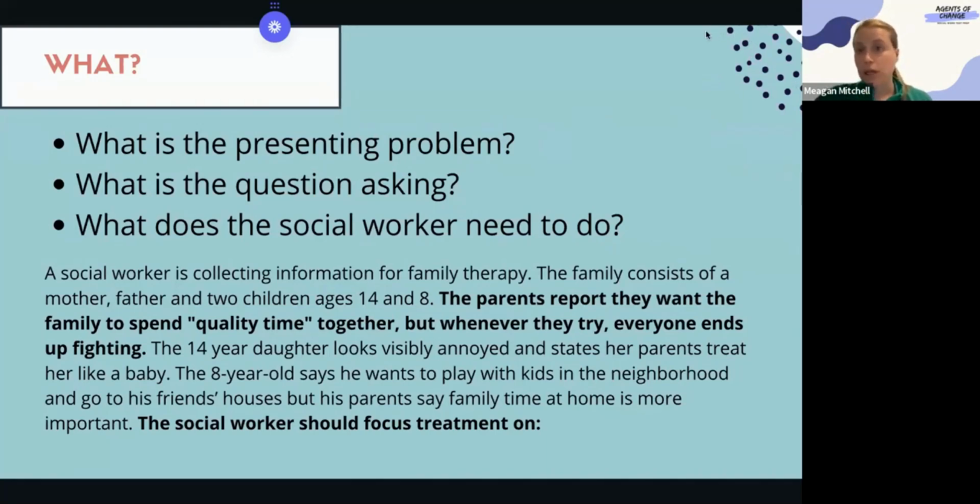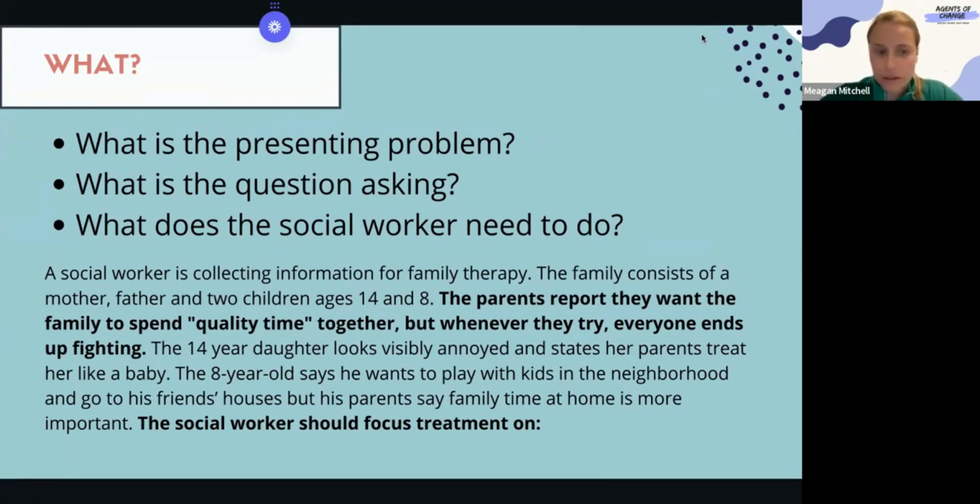So here, what is the problem? Parents are coming and bringing the whole family to therapy, which means they need some sort of help, right? They wouldn't be coming to us if they didn't need some sort of help. So here I would say the presenting problem is there's some sort of breakdown in communication or expectations, right? Parents want to spend quality time, but kids are not really feeling that. They're not interested in that right now.